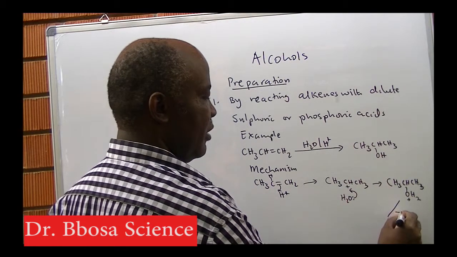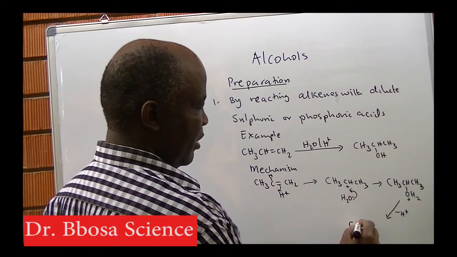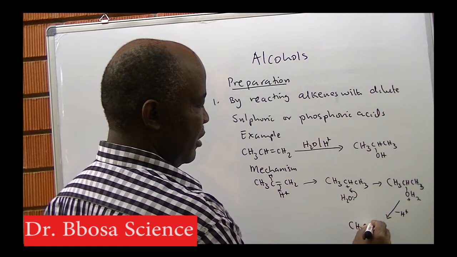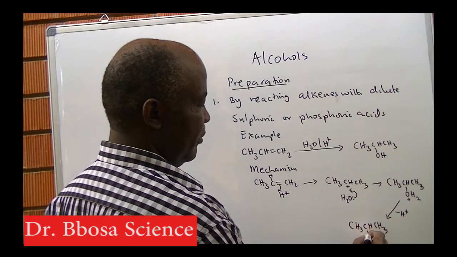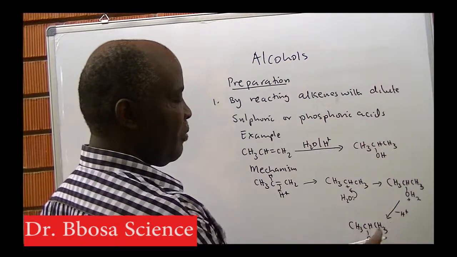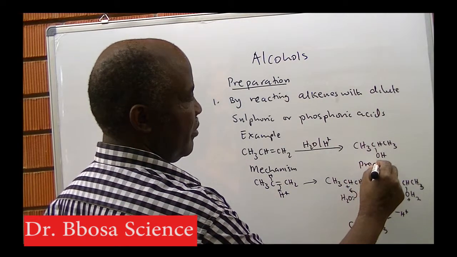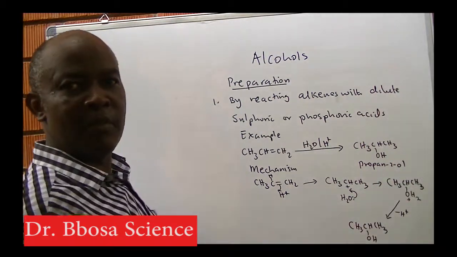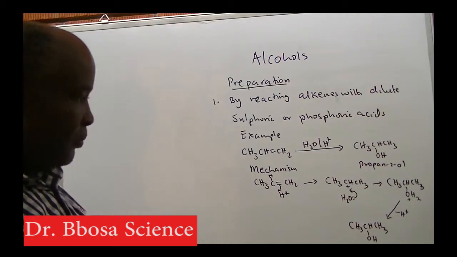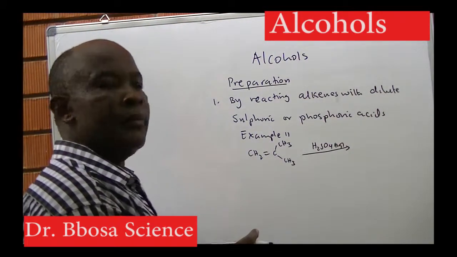Loss of a proton forms propan-2-ol. Loss of a proton forms propan-2-ol. Example 2.